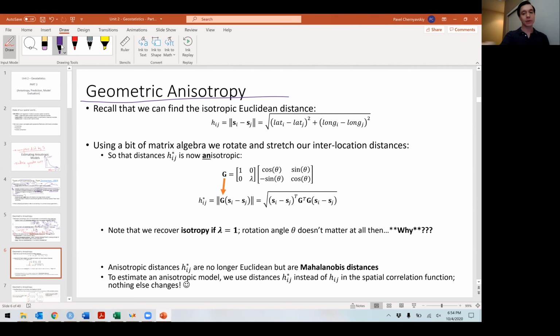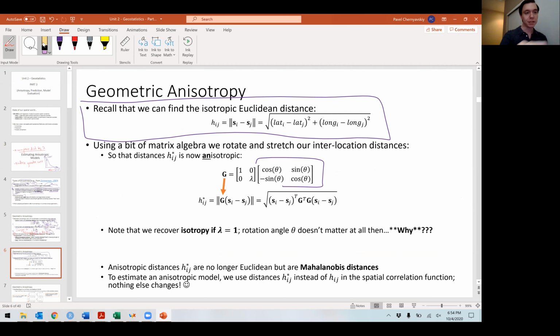Up here is our good old Euclidean distance. If we now multiply our rotation matrix and our scaling matrix, and I frankly forget exactly what the notation is for each of these matrices, and quite frankly, it's not important to remember, their product is sometimes called G. That's when we apply both the rotation and the scaling. And when we feed it inside of our Euclidean norm, we get distances in this form, which are no longer Euclidean distances.